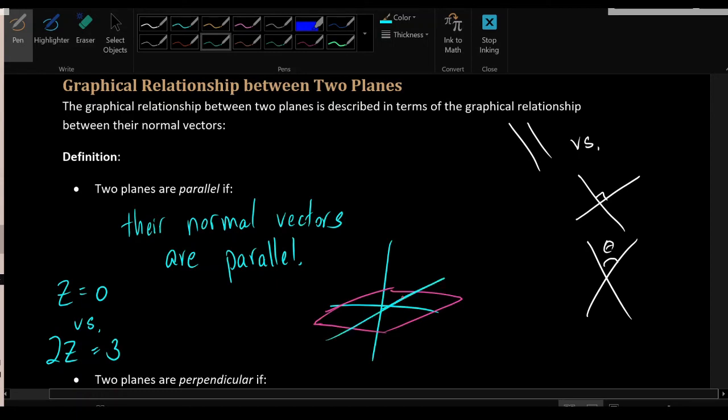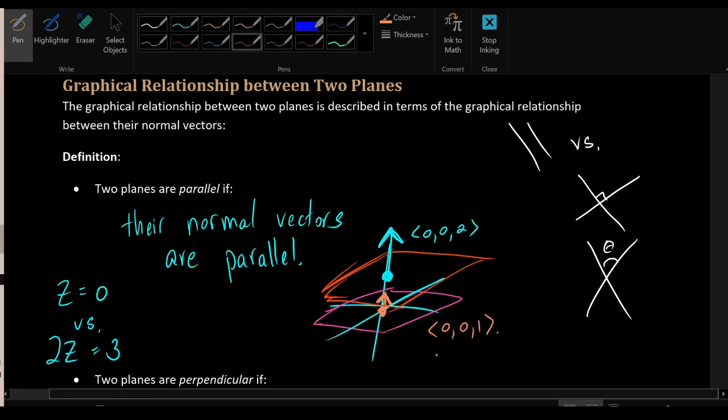The xy plane z equals 0 we know lies flat with the normal vector pointing straight up in the positive z direction. The plane 2z equals 3 is just slightly higher than that, so still oriented horizontally, just displaced slightly and moved up a bit. Its normal vector can be taken as 0, 0, 2, compared to the normal vector 0, 0, 1 for z equals 0.